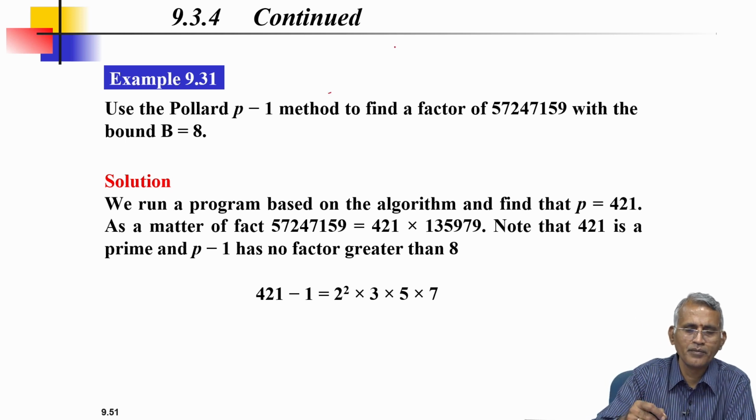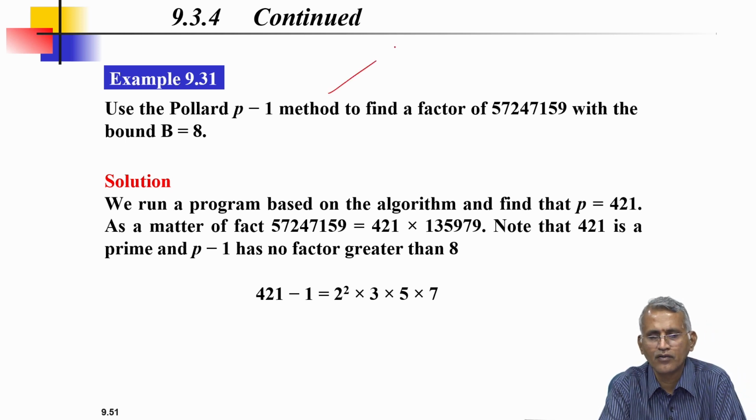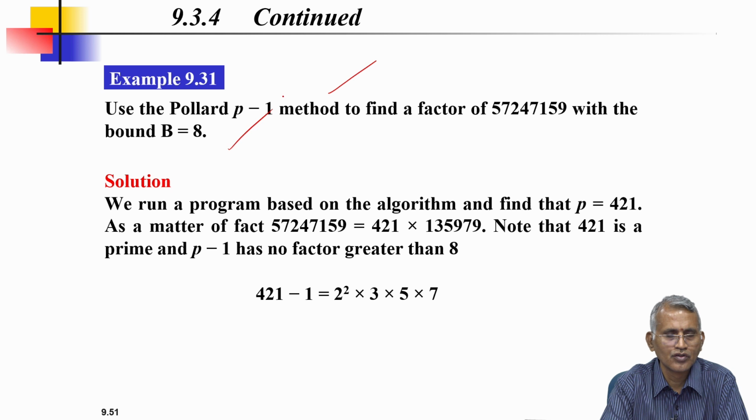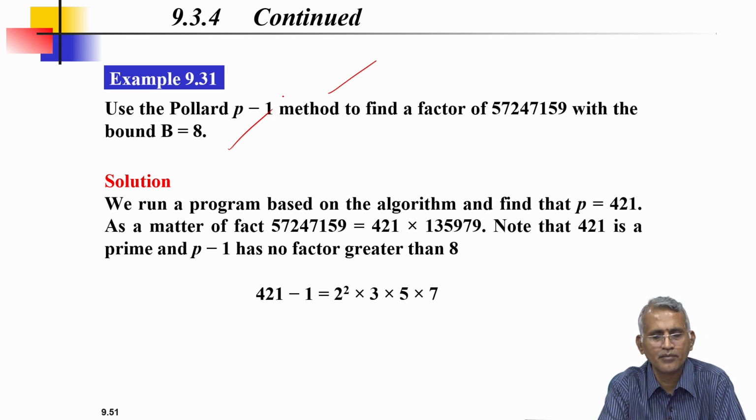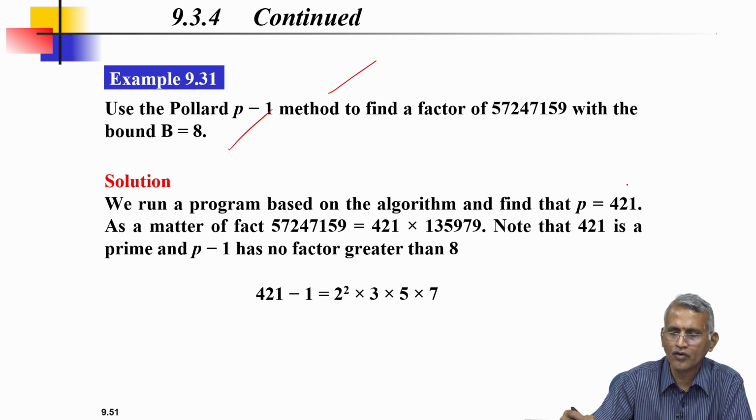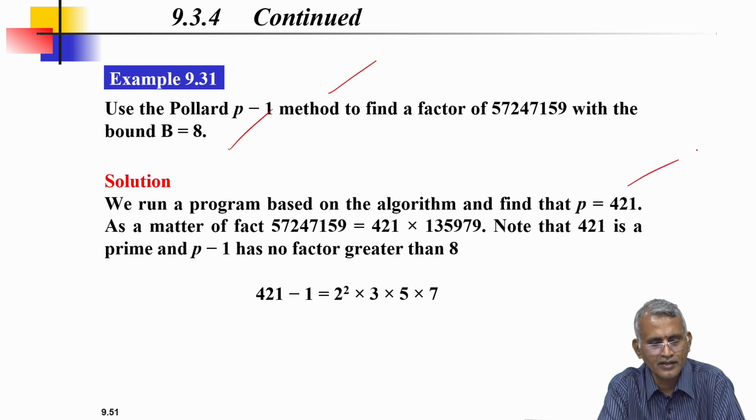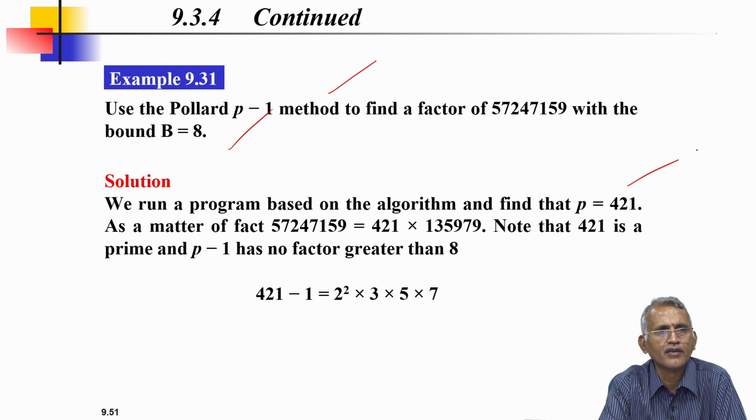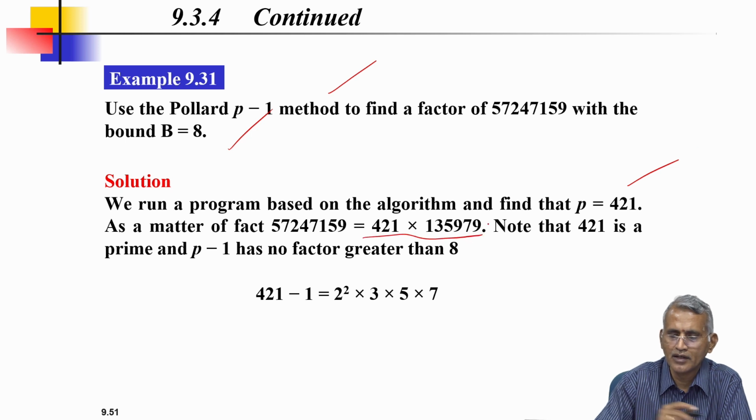Use the Pollard p minus 1 method to find a factor of 57247159 with the bound B equal to 8. So, we run the program based on the algorithm and take the value of p equal to 421. As a matter of fact, 57247159 is nothing but 421 times something, that is why you have to take a p.